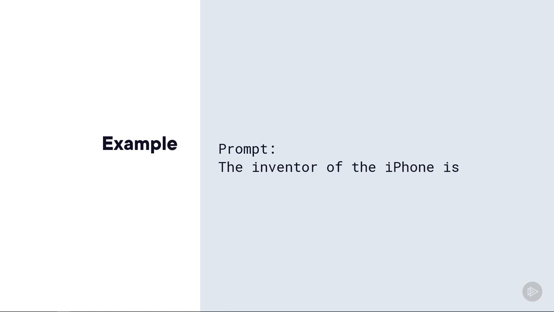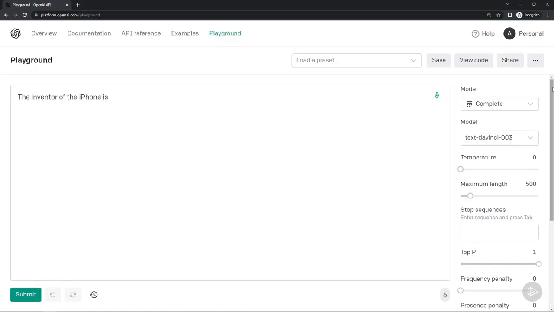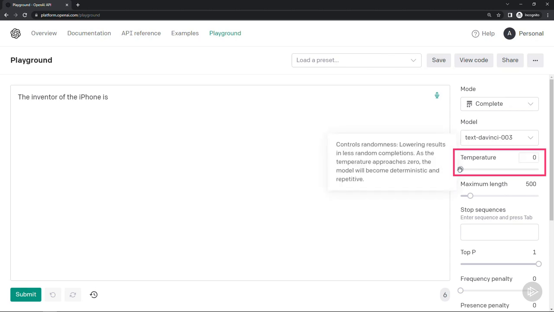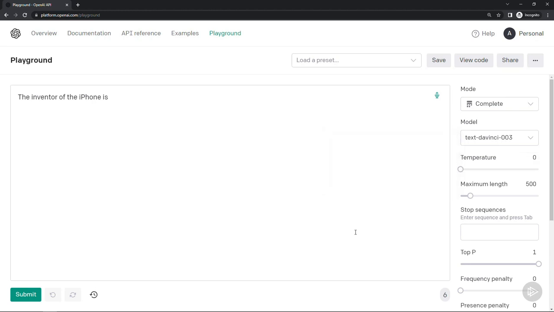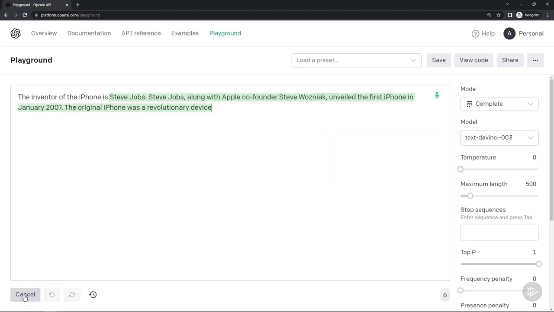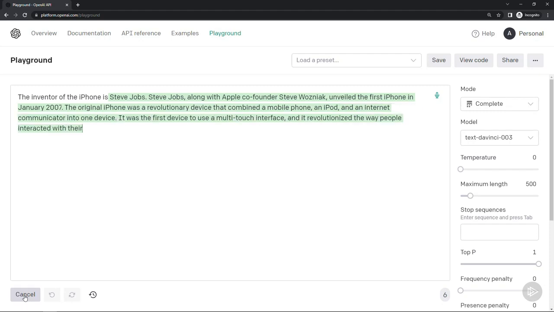Let's move this over to the playground. Here we go. Over on the right, I'm starting with a temperature of 0, meaning we'll have low variability and creativity in this response. Let's just submit this response and see what we get as a starter. Okay, the inventor of the iPhone is Steve Jobs. Getting some additional information there about Steve Wozniak and so on.